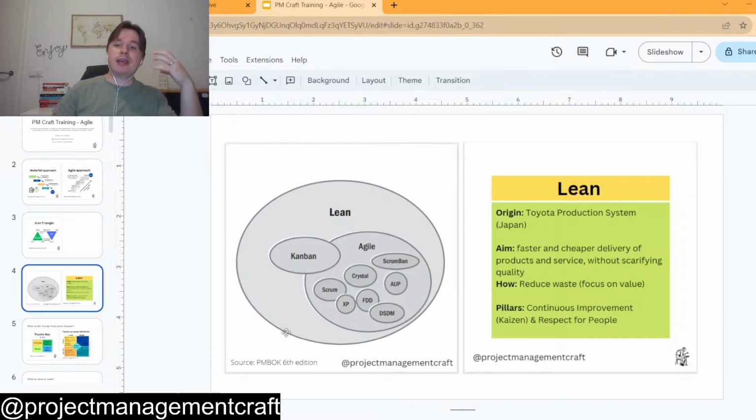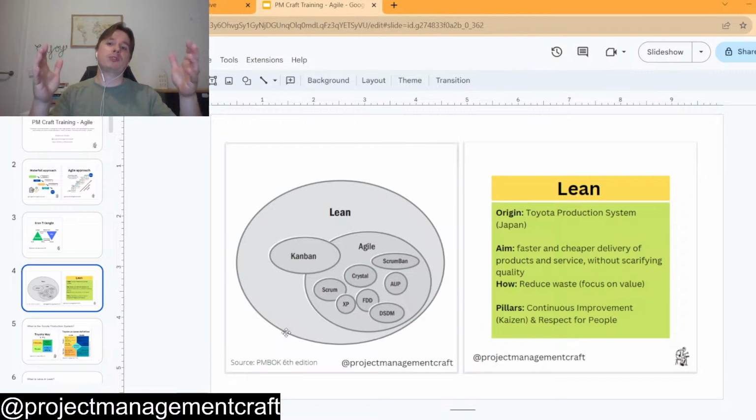So in general, the aim of Lean is to produce faster and cheaper delivery of products and services without sacrificing quality. How are they going to do that? One of the ways is to reduce waste, focus on value, and then of course the pillars of Lean, or the Lean philosophy. It's continuous improvement. Then you're going to hear about Kaizen and respect for people.